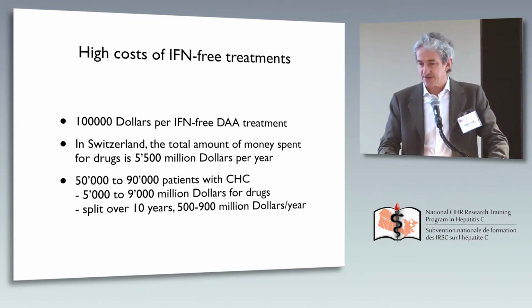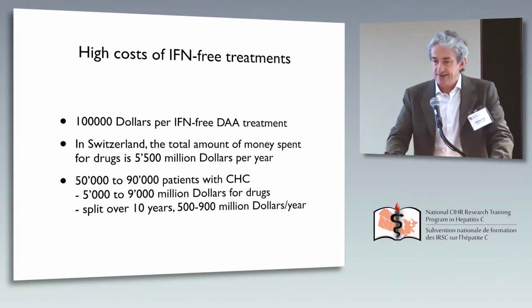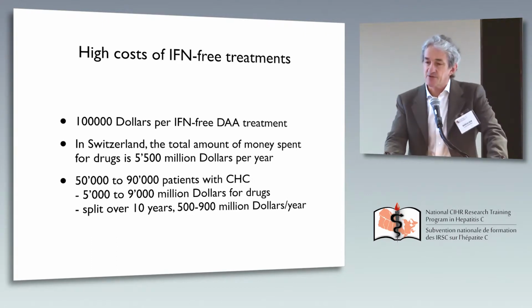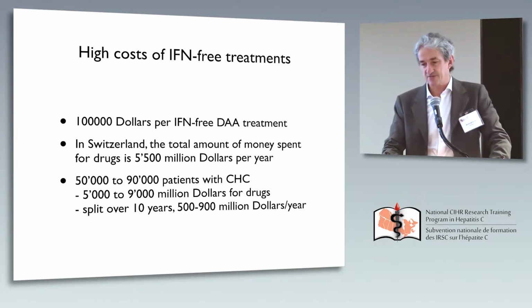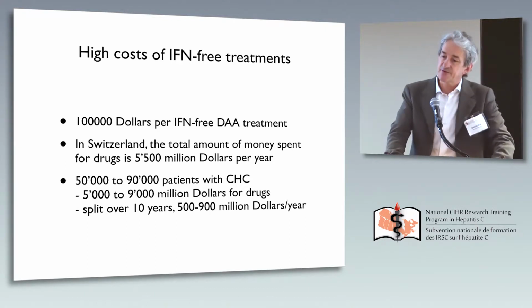And this is just a calculation based on our numbers in Switzerland that can highlight a little bit why I think interferons will stay in the armamentarium for treatments of hepatitis C for some time at least. So if you look at these numbers, we think the interferon-free treatments will cost about 100,000, maybe even more per person.